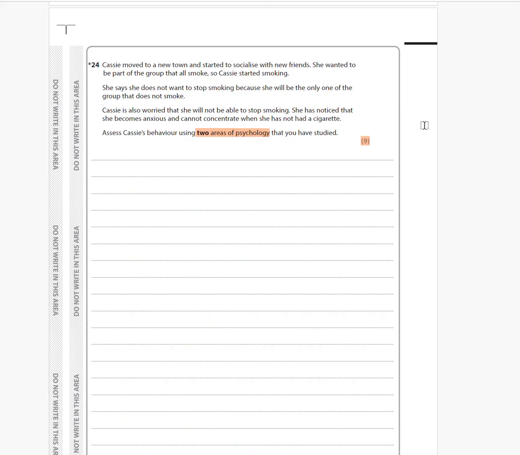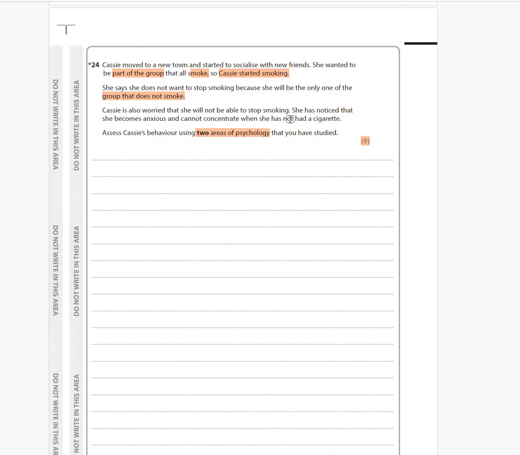So again, we're taking our highlighters to the paper, we're reading the question. Cassie moved to a new town and started to socialise with new friends. She wanted to be part of the group that smoke, so Cassie started smoking. And again, in my head, straight away, we're talking about group, so we're talking about conformity, we're talking about social influence, and that's what I'd be writing on the paper. She says she doesn't want to stop smoking because she will be the only one of the group that doesn't smoke. So again, conformity. She doesn't want to stand out.